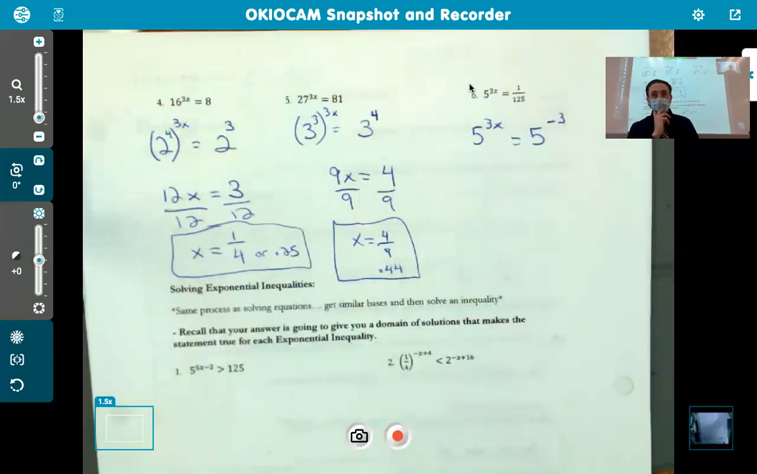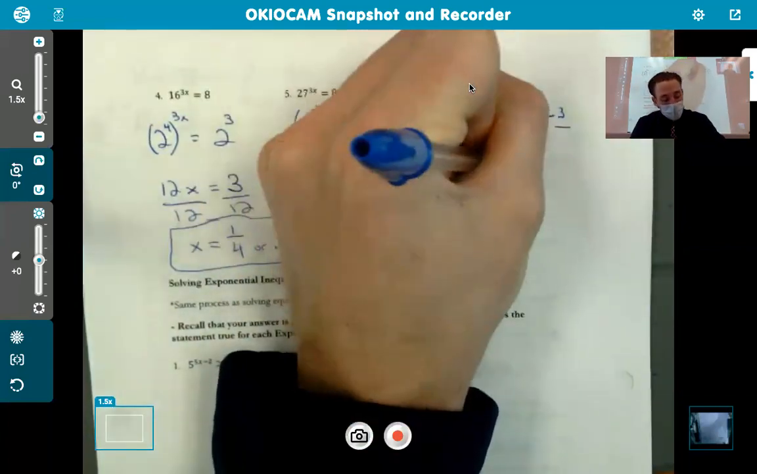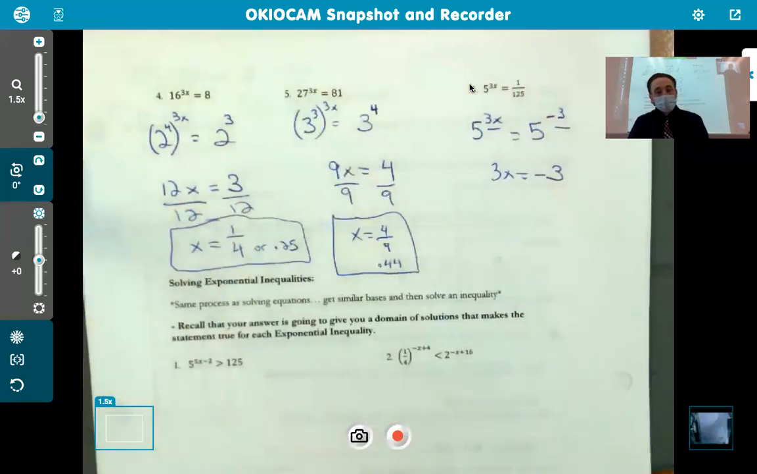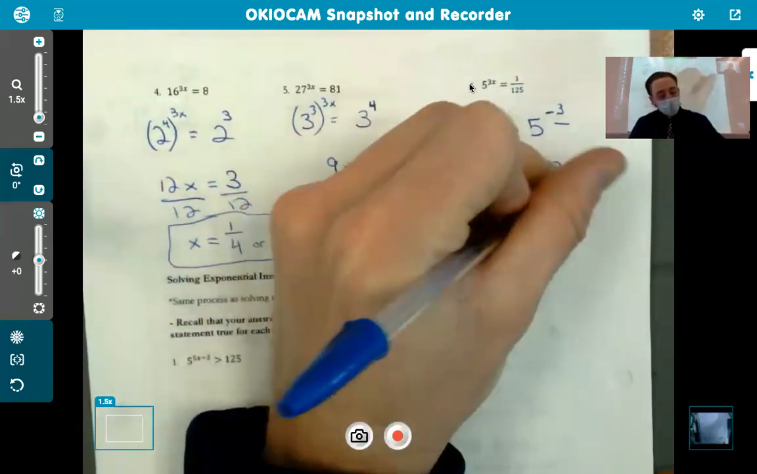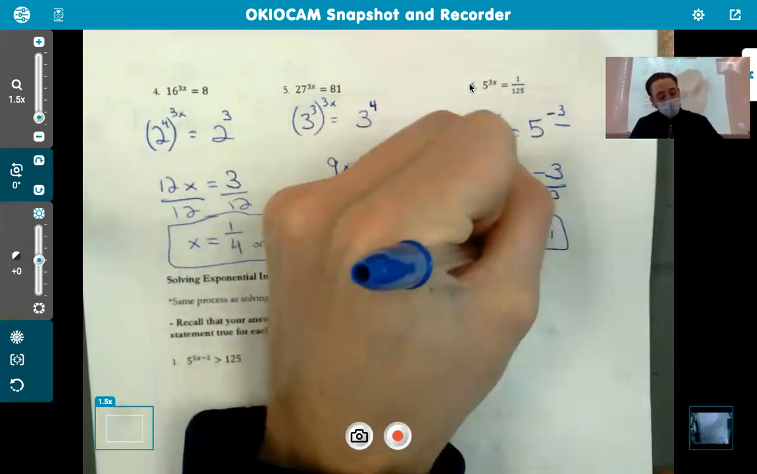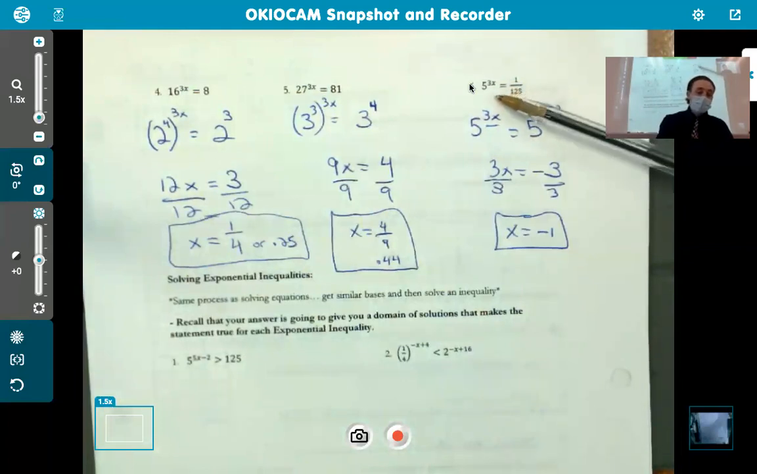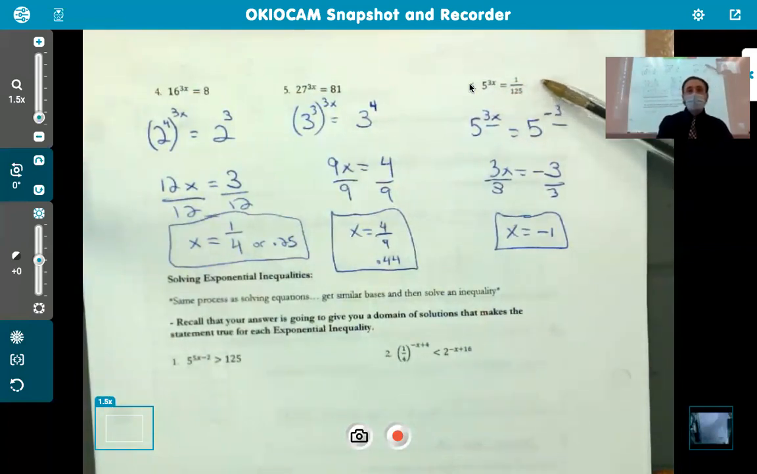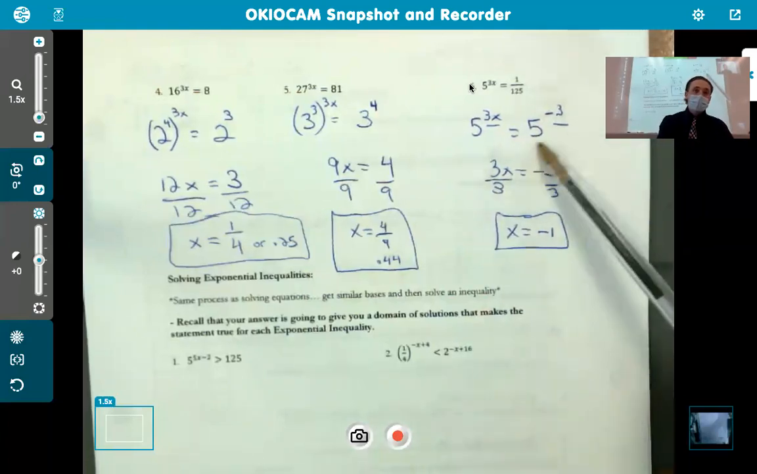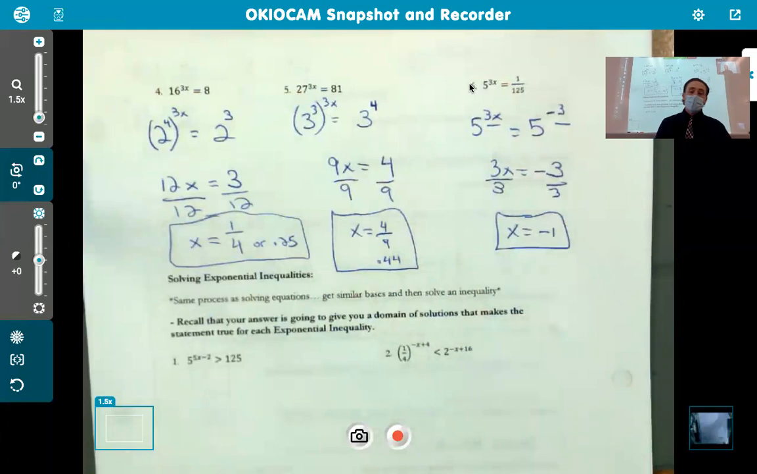So now that I have the same bases, set the exponents equal. So I have 3x is equal to -3. How do I solve for x? Divide by 3, and what's my final answer? x equals -1. Notice that if you plug -1 back in, you have 5 to the -3rd power, which is equal to 1 over 125, right? So exactly what we just walked through when we changed it to the same base is how we can check our answer, all right? Any questions about that example or anything that we've done today in class?